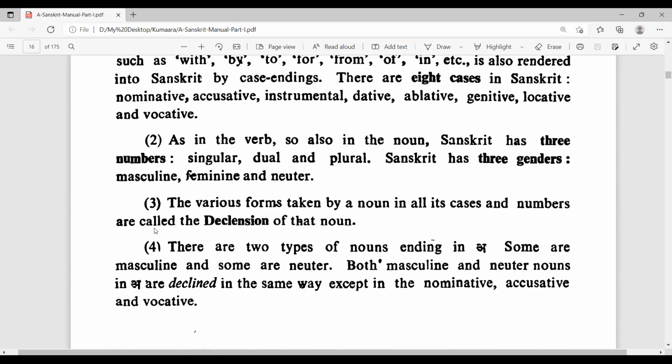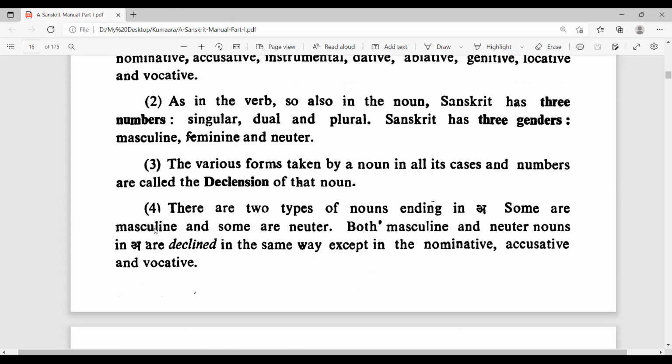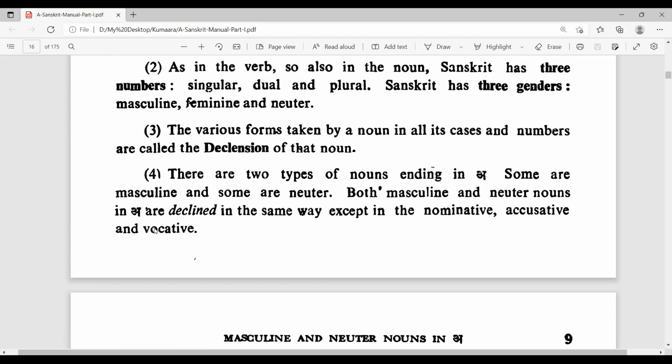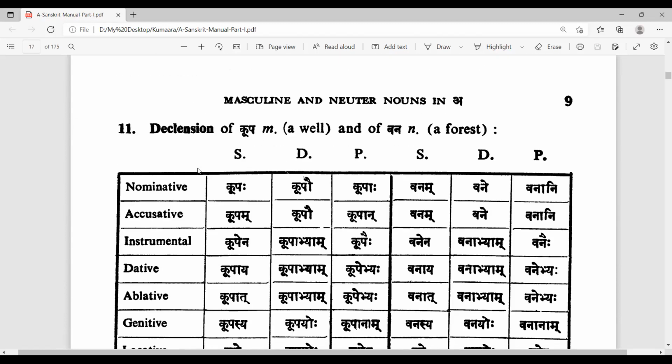As in the verbs, so also in the noun, Sanskrit has 3 numbers: singular, dual, and plural, and 3 genders. Fine. The various forms taken by a noun in all its cases and numbers are the declension. That's called vibhakti. Declension is vibhaktayaha, declensions. There are 2 types of nouns ending in a. Some are masculine, some are neuter. Both masculine and neuter in akara are declined the same way, except in the nominative, accusative, and vocative: prathama, dvitiya, and sambodhana.